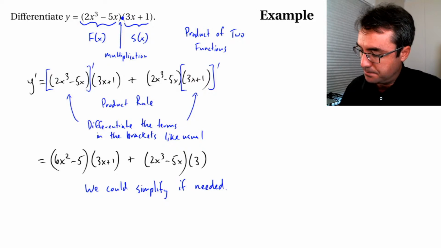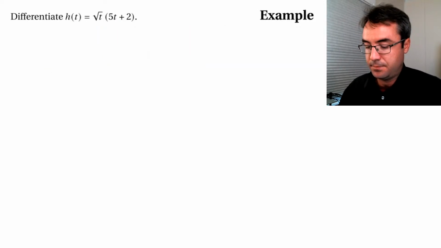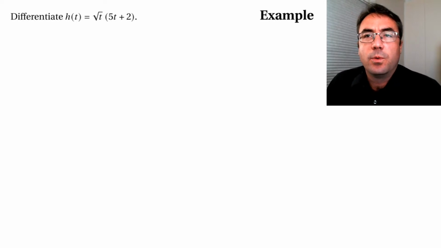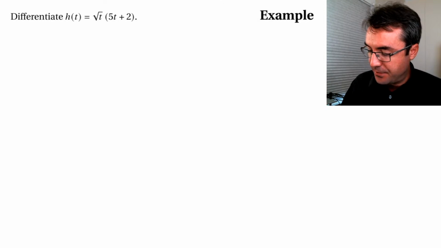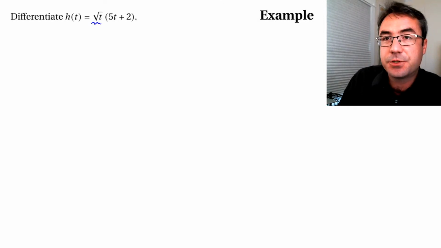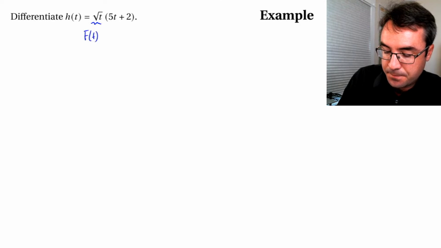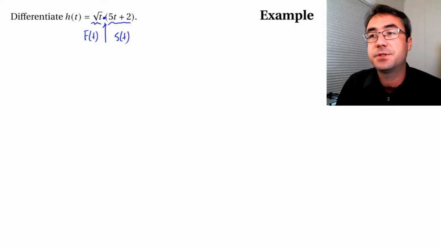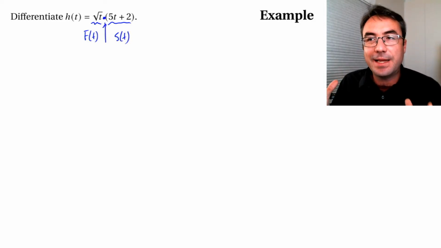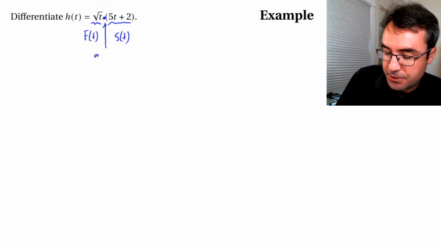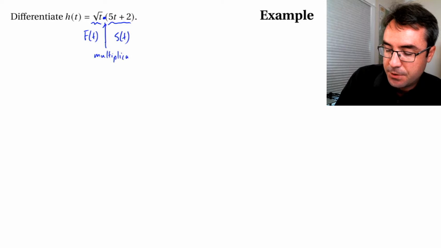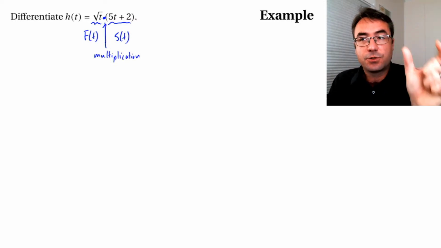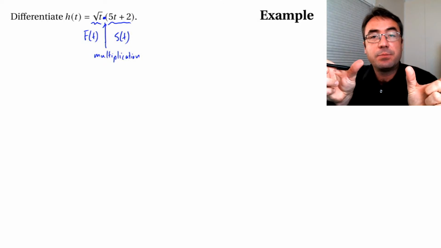All right, let's try another one. Another product rule one. So we have this function h of t equal to the square root of t times 5t plus 2. And again, we're looking at this, and what do we see? We see some variable terms on the left. We see some variable terms on the right. And then right there in the middle, even though we don't normally include that sign, there's multiplication. It's understood. So we have the product of two functions: the square root function on the left times 5t plus 2 on the right.